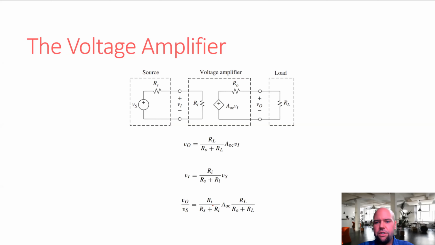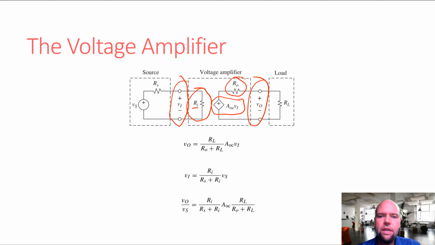So let's just look at the basic voltage amplifier. First of all, it's a two-port network, 2 ports in, 2 ports out. Internally, it has some input resistance, Ri. It has an output voltage, which, as this is a voltage amplifier, is some gain term, AOC, times the input voltage, the input voltage being the voltage across these input terminals. And then it's also got some output resistance.